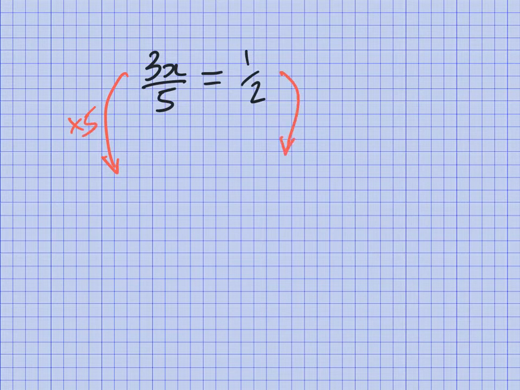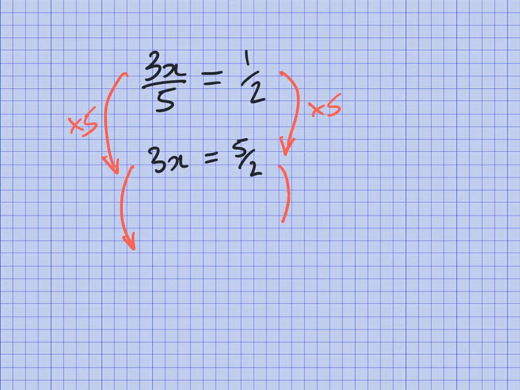But what if the answer's a fraction? So for example, if I have 3x over 5 equals a half. Again, we need to times both sides by 5, because the inverse of dividing by 5 is timesing by 5. So what will that give us? 3x equals 5 over 2. Easy enough, 5 halves. I haven't tried to turn it into a decimal, because it's definitely easier working with everything as a fraction here.